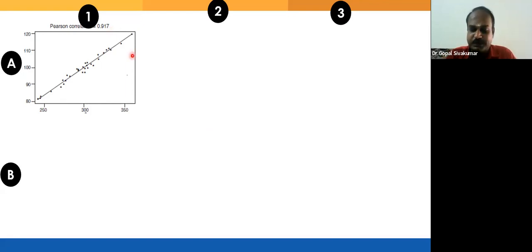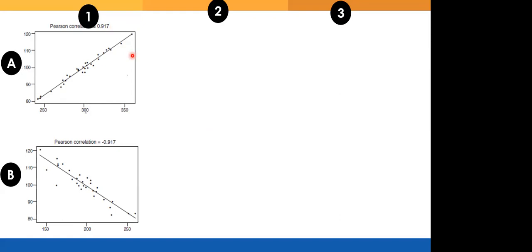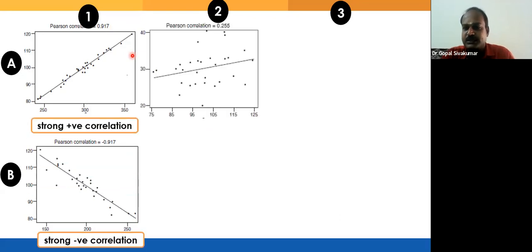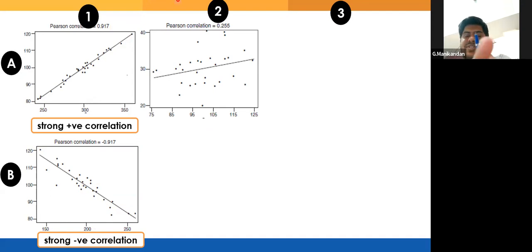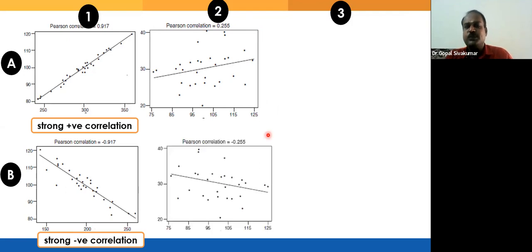Now this one, second graph. What is the relationship now? Negative, strong. Very good. Strong, positive; strong, negative. Now what is the relation? No correlation. Are you sure? Yes, sir. I would say it is weak positive. The trend is somewhat you can see points are moving upward, and this one is weak negative.